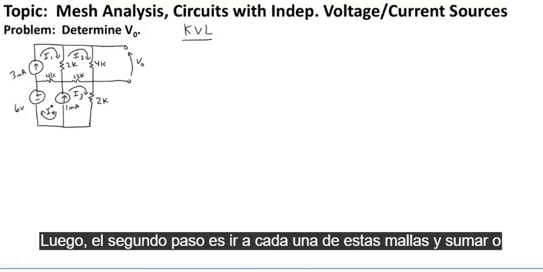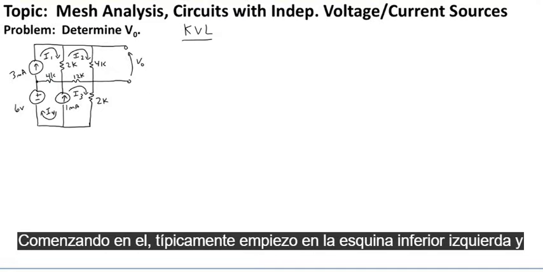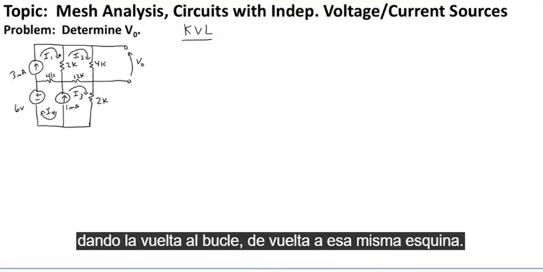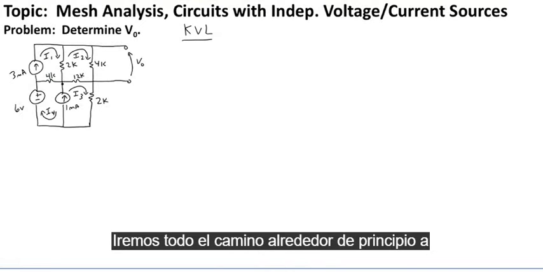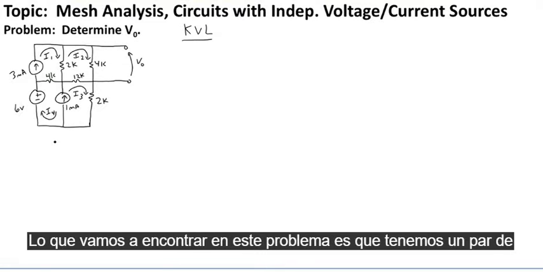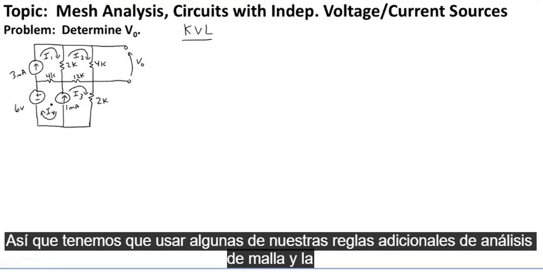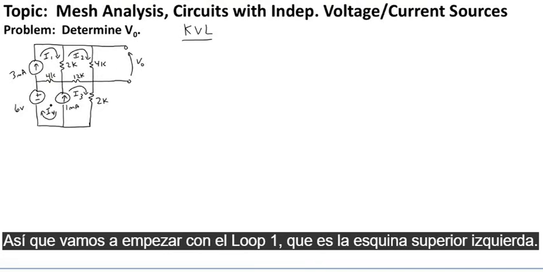Then the second step is to go to each one of these meshes and to add up or sum up the voltages around the loop, the closed path, which we have starting, typically I start at the lower left-hand corner and going around the loop back to that same corner. So we'll do that for each one of our loops. We'll go all the way around it from start to finish, ending in the same point, summing up the voltages. What we're going to find in this problem is that we have a couple of issues with using this straightforward approach, so we have to use some of our additional rules of mesh analysis and Kirchhoff's voltage law. So let's start with loop 1, which is in the upper left-hand corner.